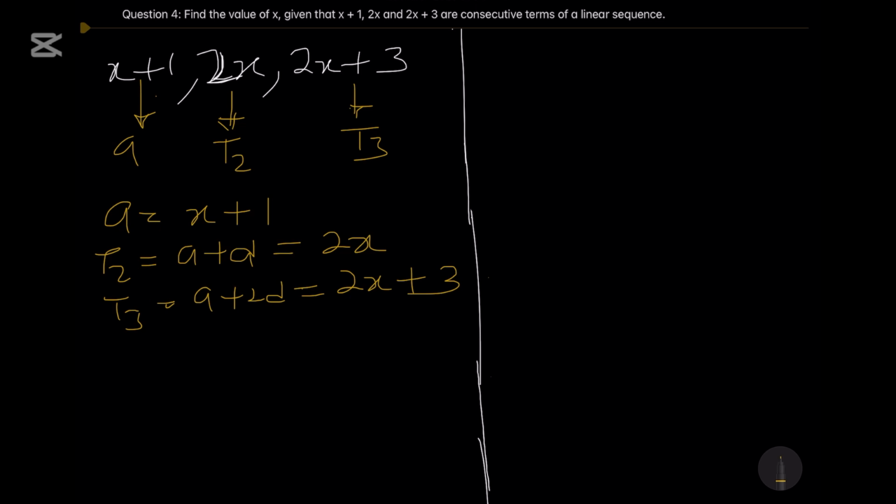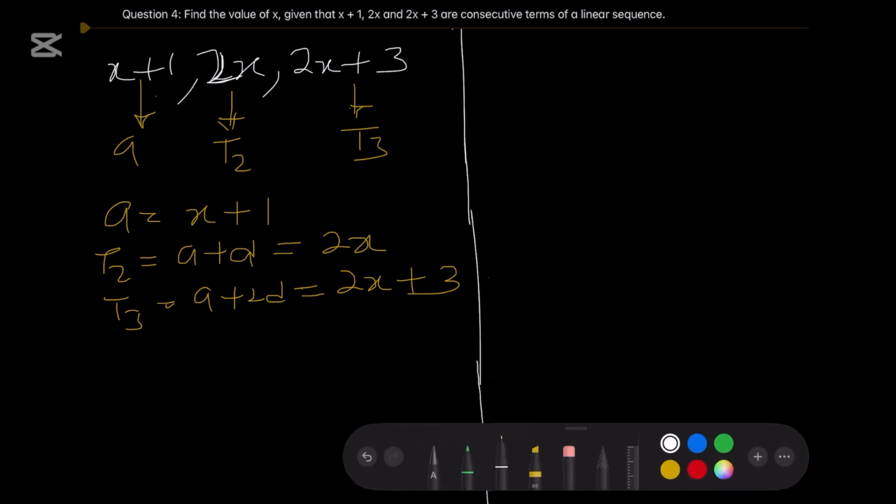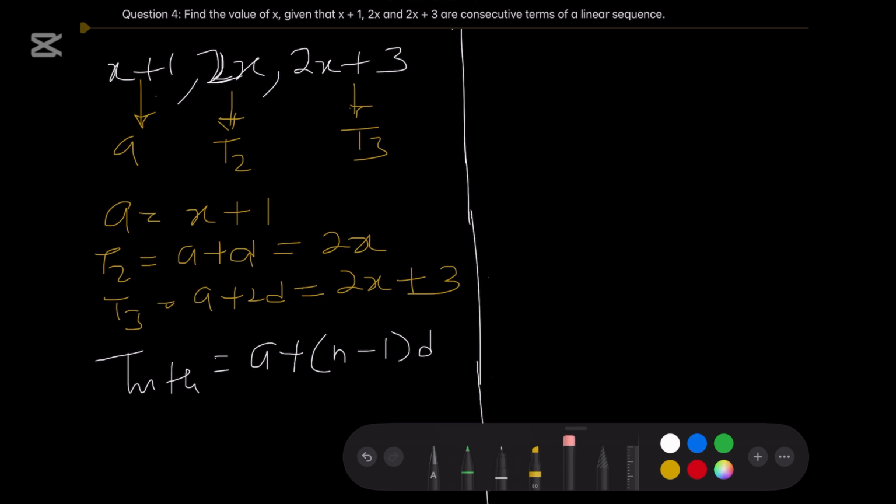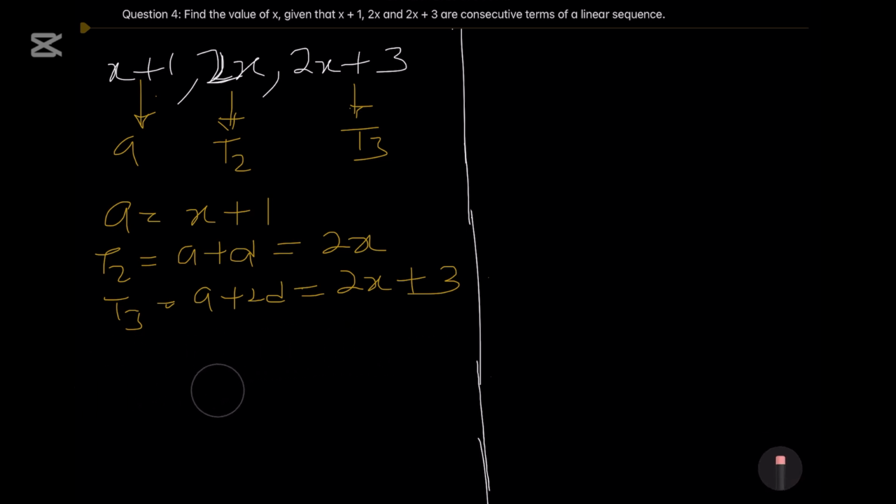Now we already know that the nth term of an AP, the T-nth of an AP, is calculated using this formula. But in this case, we are not asked to look for any nth term, but instead we are asked to look for the value of x. So what rule can we apply for us to determine our value of x?